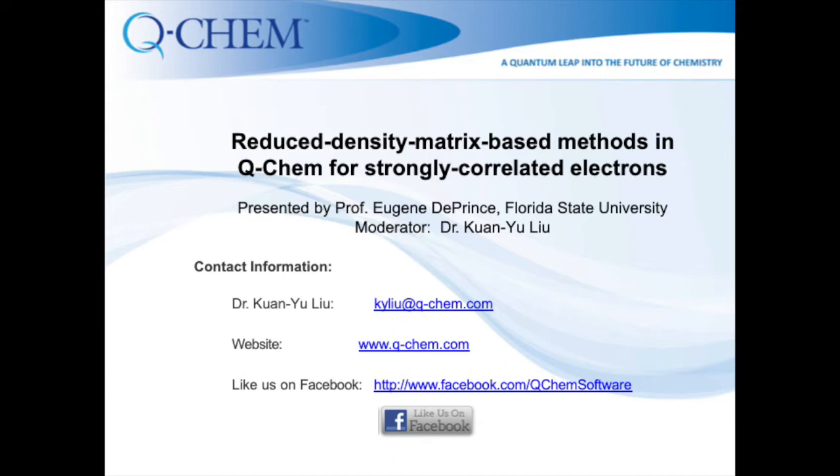Eugene received his PhD in 2009 from the University of Chicago and has been a faculty member in the Department of Chemistry and Biochemistry at Florida State University. He has been focusing on the development of methods and software for the description of strong electron correlation and strong light-matter interaction. Without further ado, I'm gonna turn this over to Eugene.